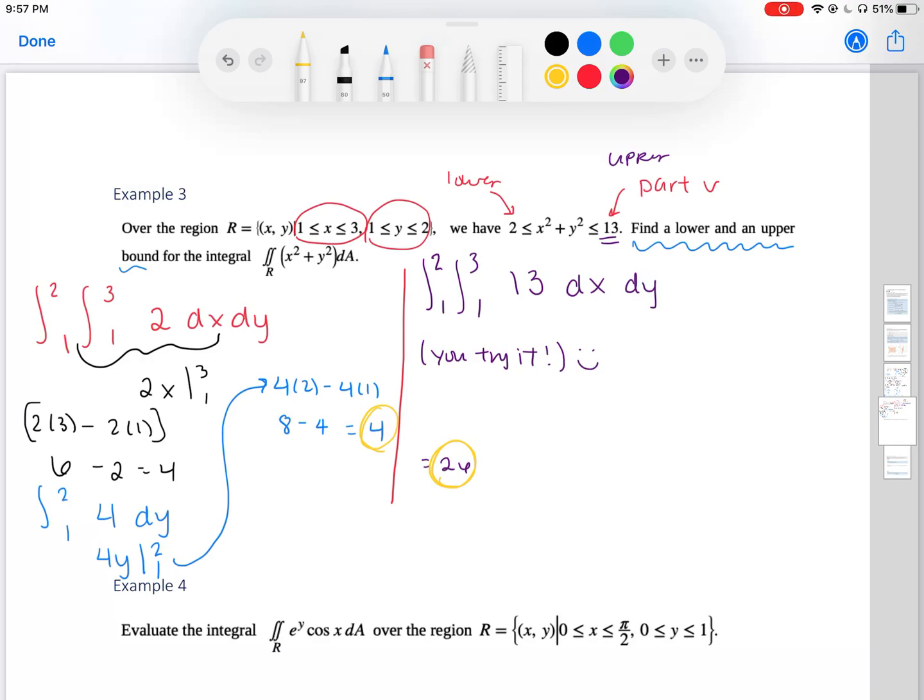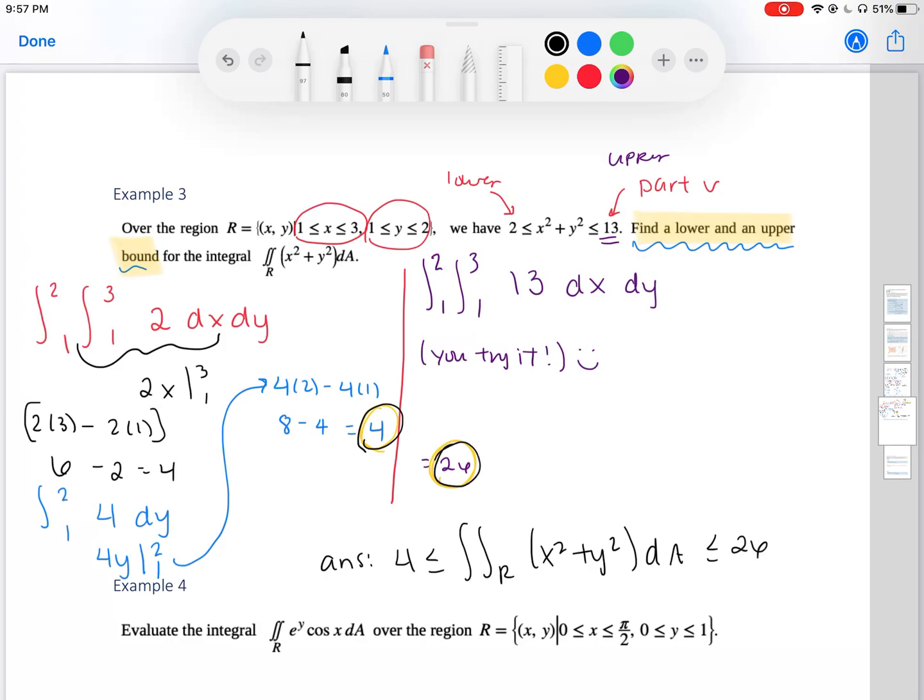All right, this is the second part of our answer. Now, our question is find a lower and upper bound for the integral. So, according to this, our upper and lower bounds for our integral are, our answer is we have a lower bound of 4. So I have 4 is less than or equal to the integral over R of x squared plus y squared dA, less than or equal to our second answer, 26. So we have found the lower and upper bounds for our integral.